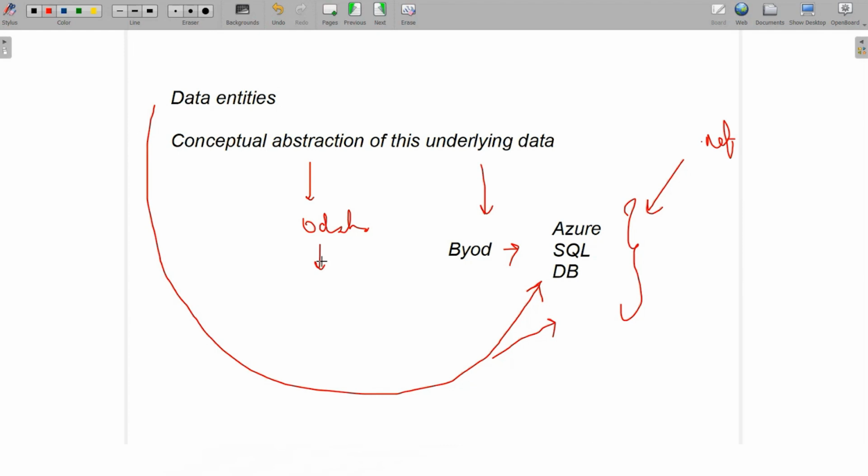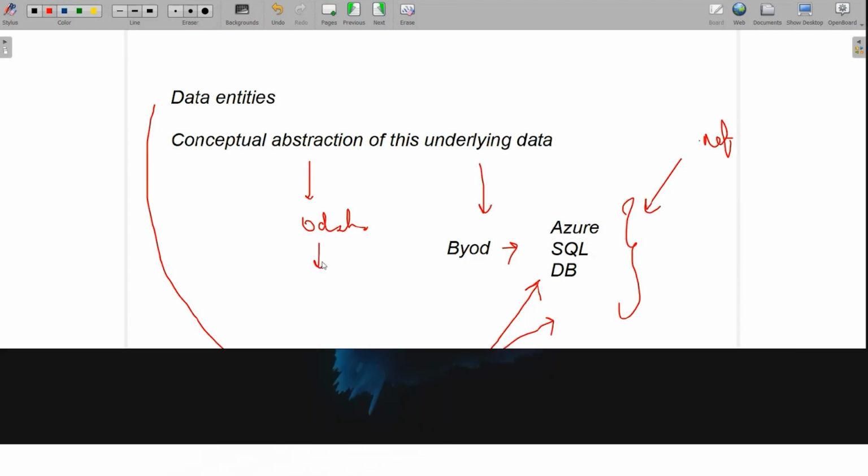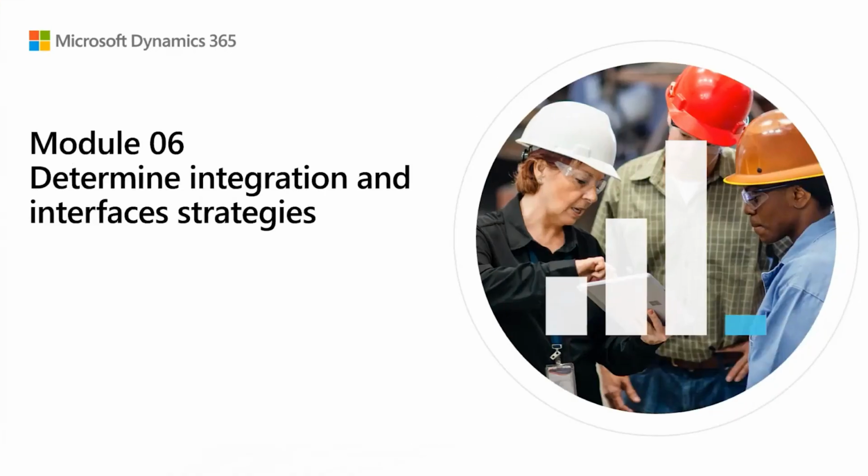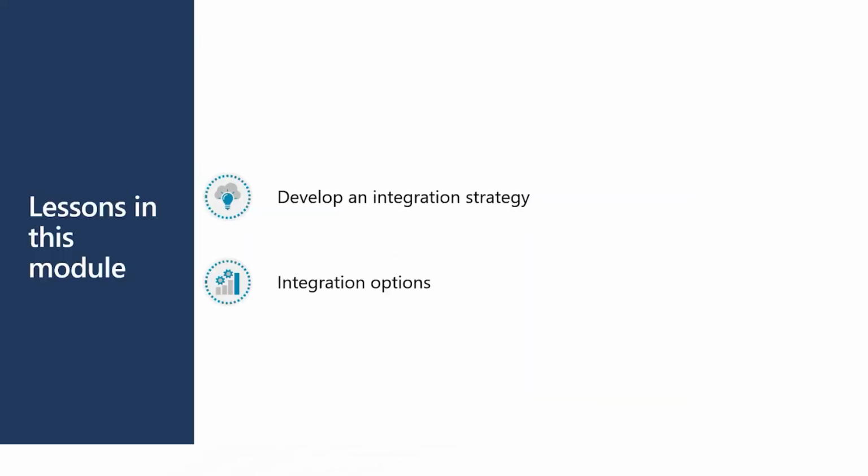With that said, we are done with module number 5, which is determining data strategy. Let's move on to the 6th module, which talks about integration and interface strategies. In this lesson, we will be developing an integration strategy and we'll also see various integration options.